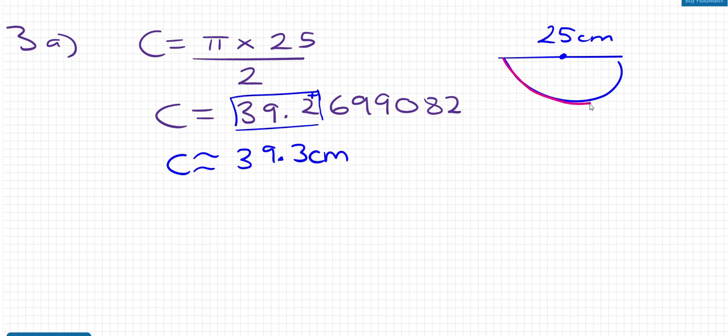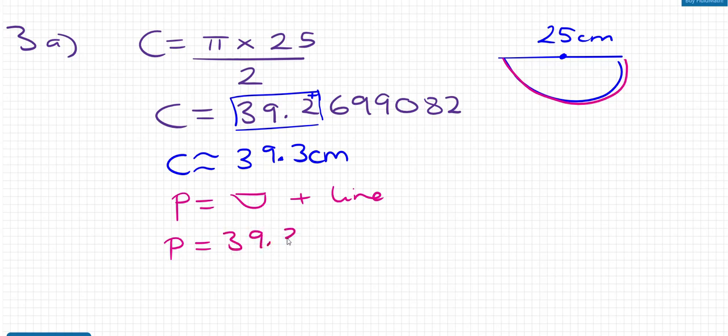Okay, so what I have found, just to make sure we're clear, I have found the circumference of the semicircle, that curve there, half a circle. That's why I divided it by 2. Now, the perimeter, if you remember, was equal to the half a circle plus that line. So now I've got to just say, okay, perimeter is equal to, I've got the half circle, 39.3 centimeters, plus the line, which is 25 centimeters. So if I add that line, I get my whole perimeter.